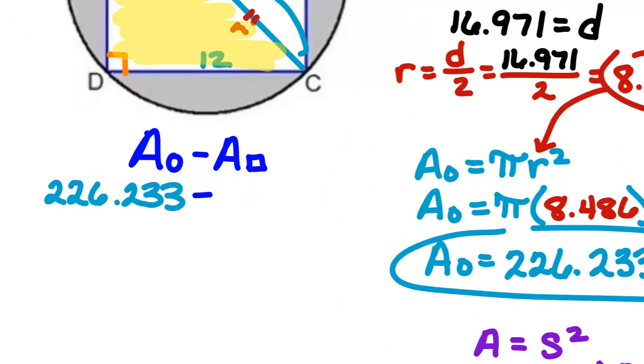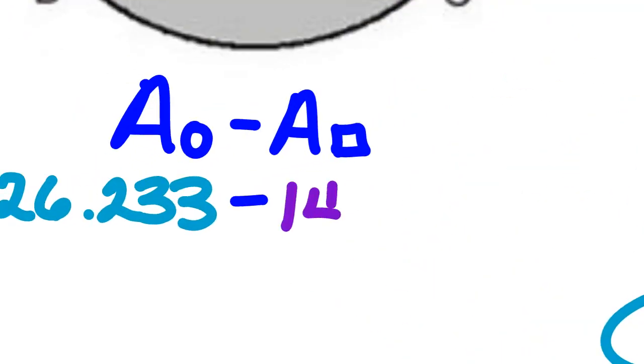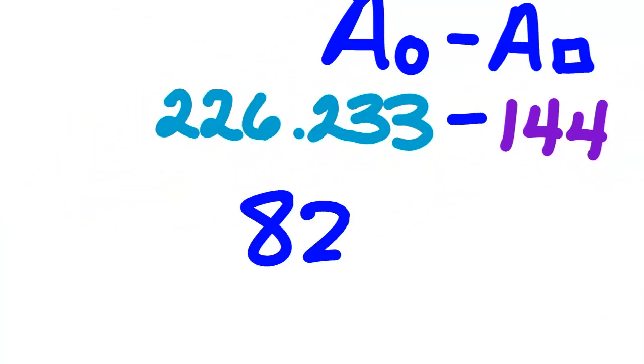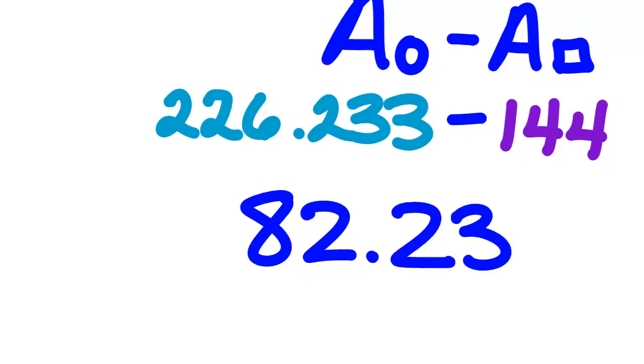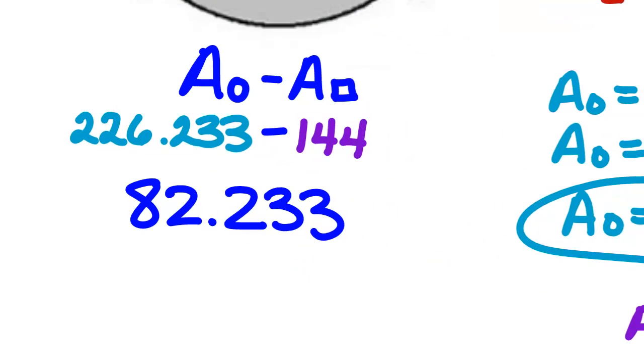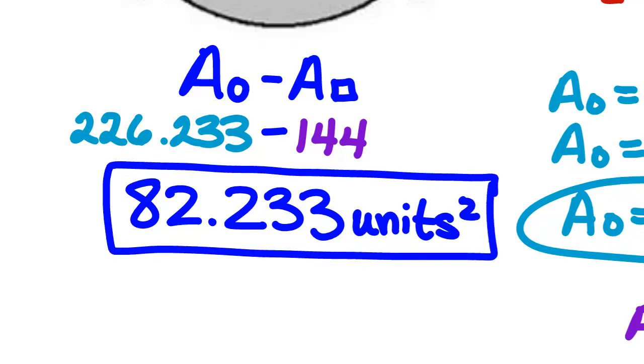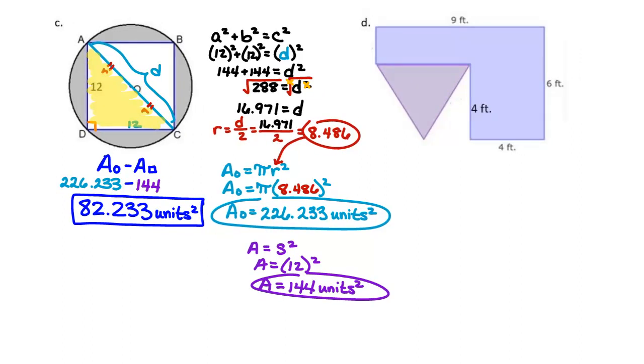So 226.233 minus 144 gives me an area of approximately 82.233 units squared. Fantastic.